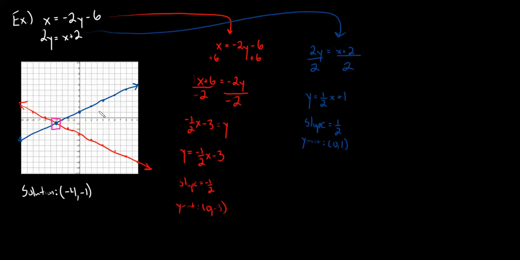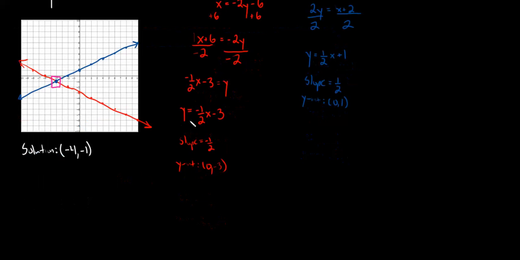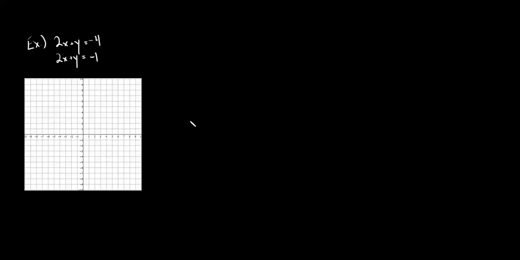I want to cover one more because there are some special cases with systems, just like there's special cases with a lot of different equations, okay? So I want to take a look at this one right here, okay? Just like before, we need to get these in slope-intercept form first. And for both of these, it's going to be fairly straightforward. All I got to do is I can subtract 2x from each side.